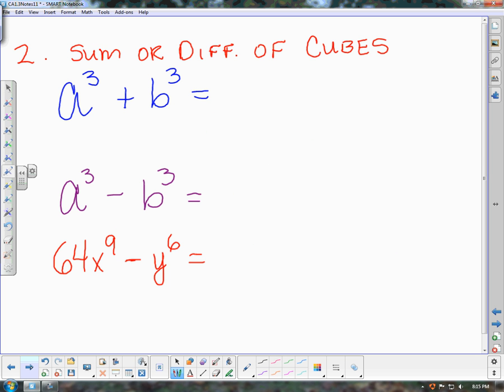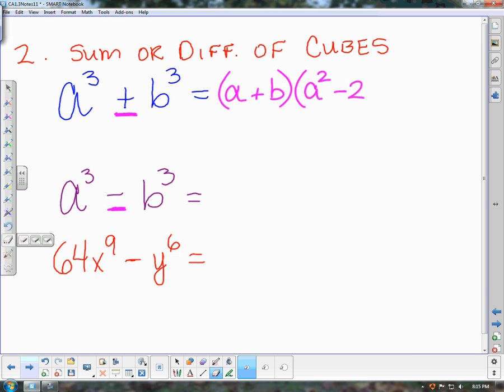Then there's the sum or difference of cubes, which is similar to the difference of squares, except it can be either addition or subtraction. If it is addition in between, then your factors become the cube root of a plus the cube root of b, which are just going to be a and b, and then you multiply by a squared minus ab, not the 2. That's for something else. And then plus b squared.